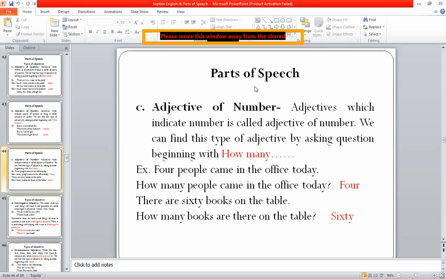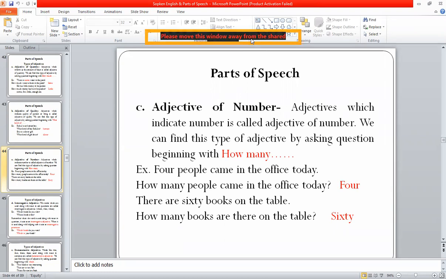So let's see the example. Four people came to the office today. If we ask the question beginning with how many people came to the office today, then it is answering four. So four is working here as an adjective of number, because it is showing the number. That is why it is called an adjective of number.